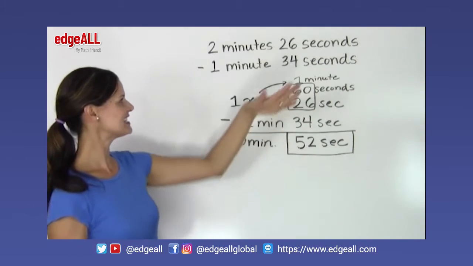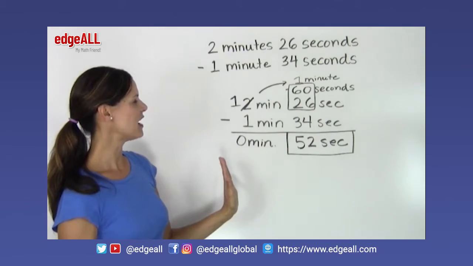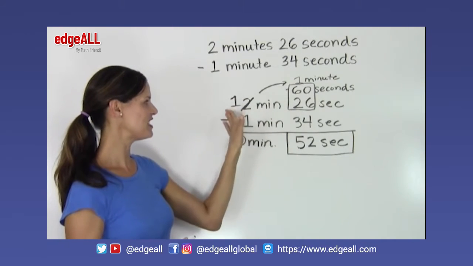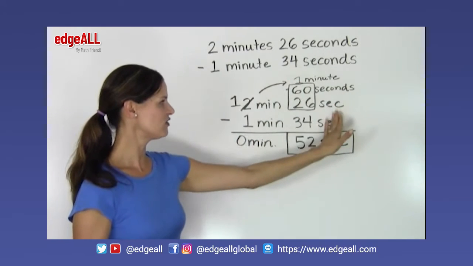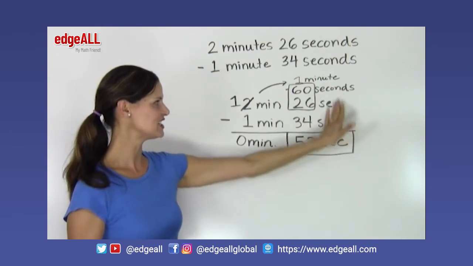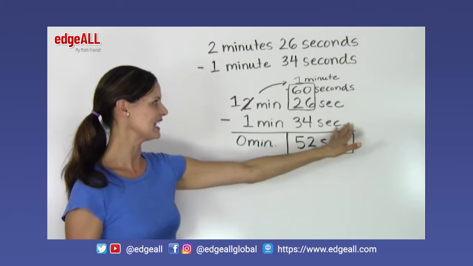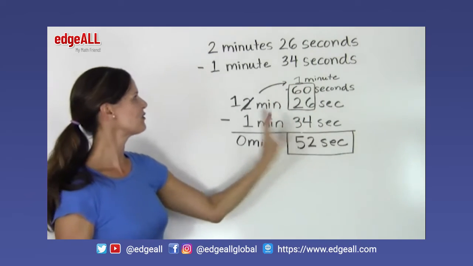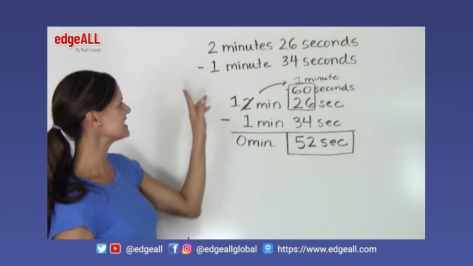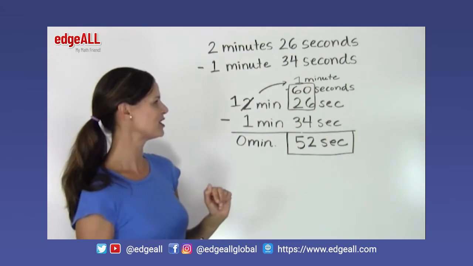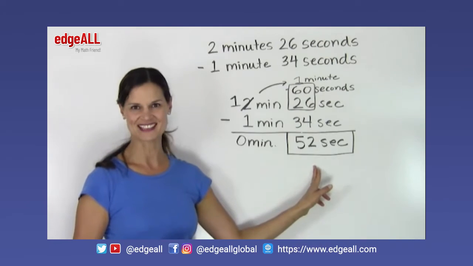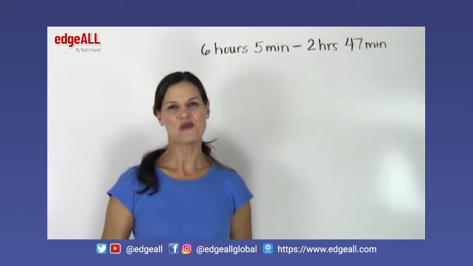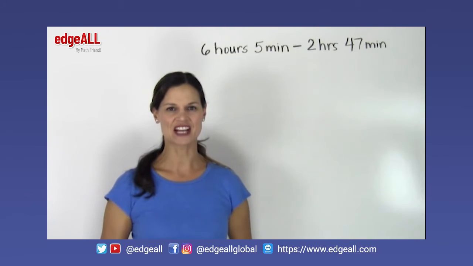So this case is a good example of a case in which we need to borrow a minute from this column, move it over to this column, convert it to the units that this column is in, and add those together, and then we can subtract. So if we have 2 minutes, 26 seconds, take away 1 minute, 34 seconds, we end up with an answer of 52 seconds. Let's look at one more example of subtraction.